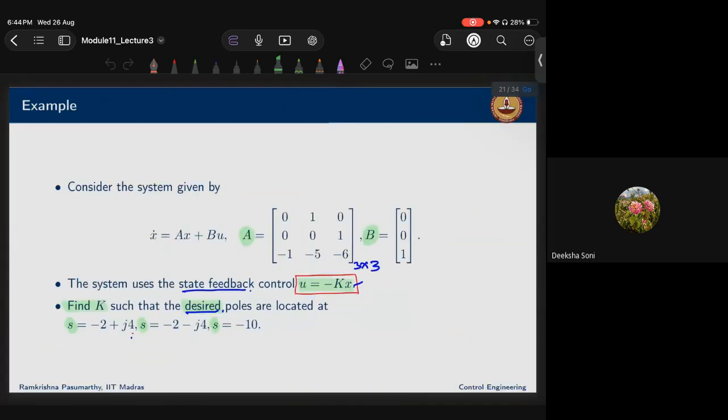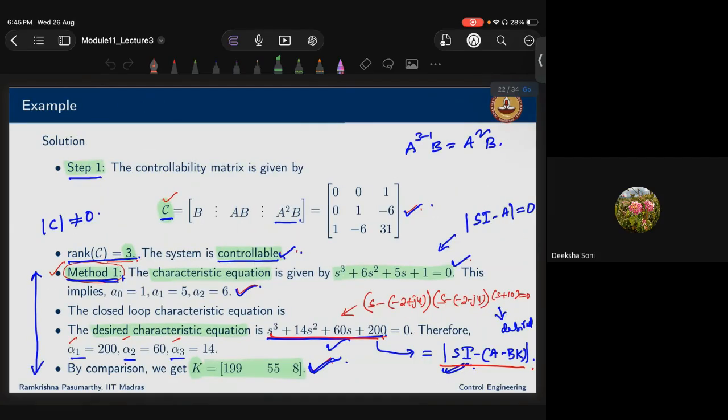So this is that example. We have the A matrix and the B matrix. This is your control law. The desired poles are -2 plus j4, -2 minus j4, and s equal to -10. Use the same thing, find the controllability matrix. This is the overall method. This is method one. Method one simply says that you take the k polynomial, equate it to the desired polynomial, and compare the coefficients.